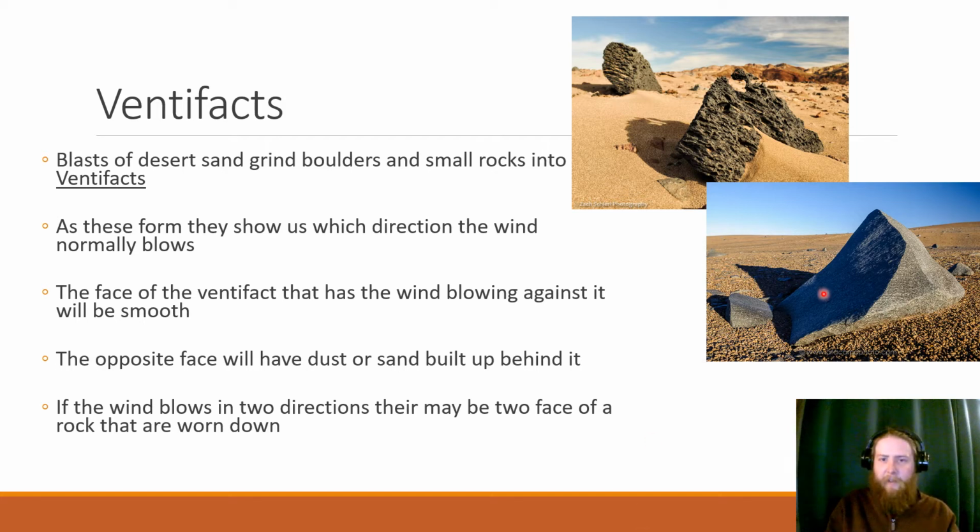The face that is having the wind blown against it here is the smooth face. And then the back side will be a little bit more rough and have dust accumulating over the back of it. So on this one up here, this first picture, this is the back of the ventifact. On this one, this is the front of the ventifact. If the wind is blowing in more than one direction predominantly, it will wear down rocks on more than one face.